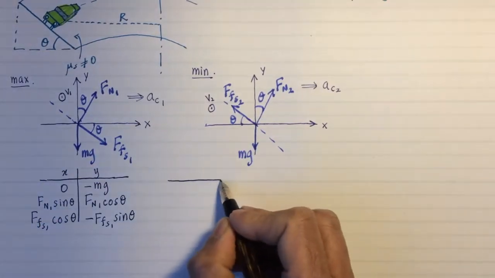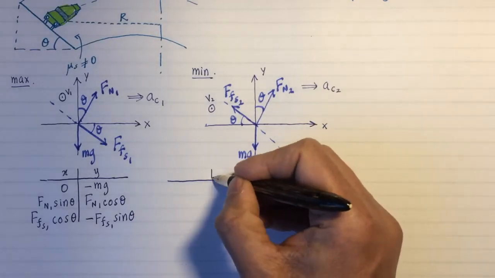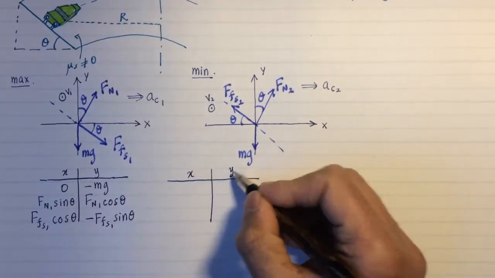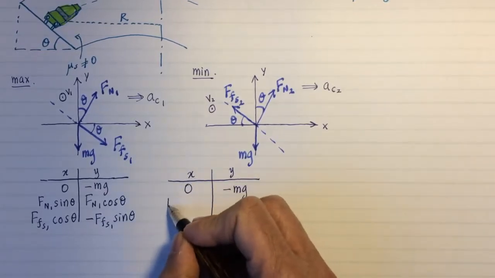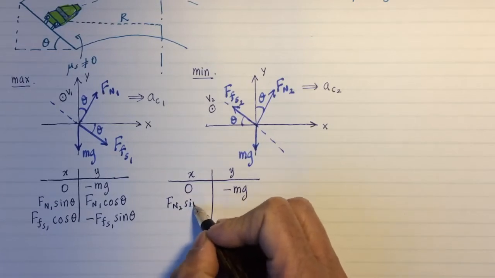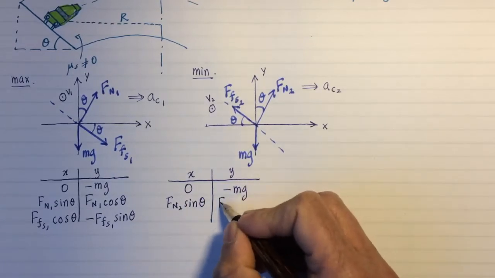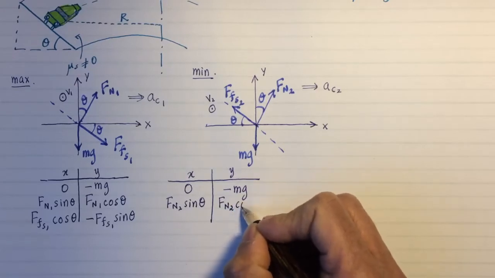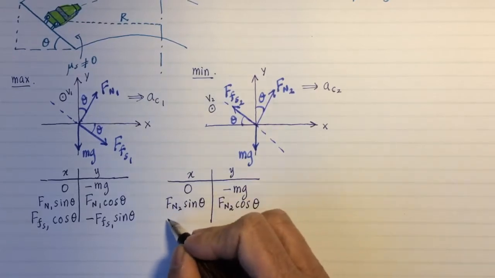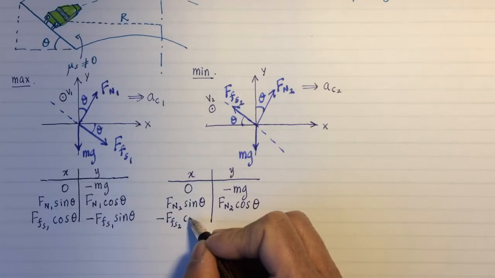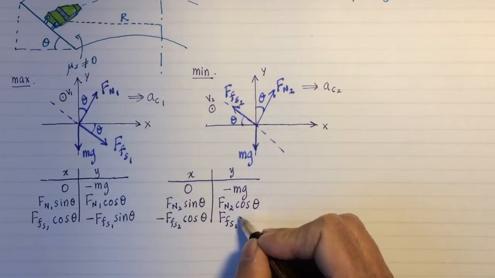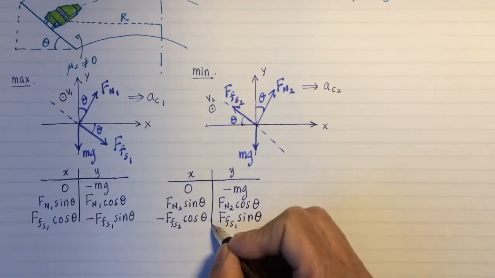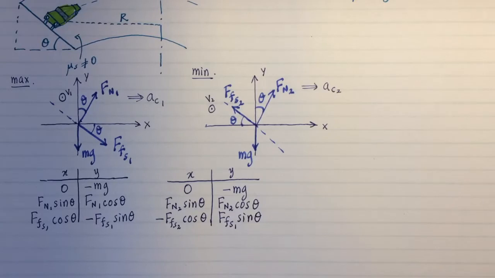Let's repeat the process for the minimum case. Gravity is unchanged. Normal force is unchanged, except I'll write 2 instead of 1. And then the friction force does change directions. In other words, the components simply interchange signs. Those are the force tables then.